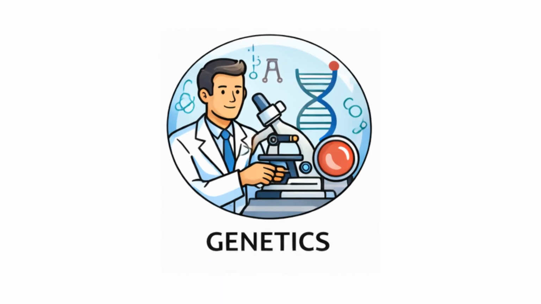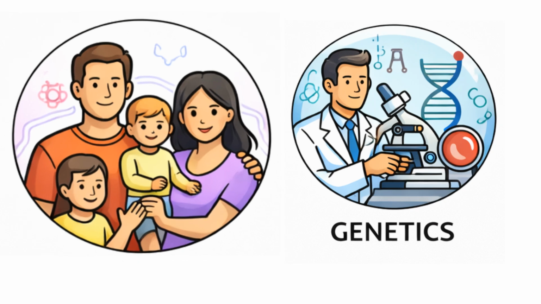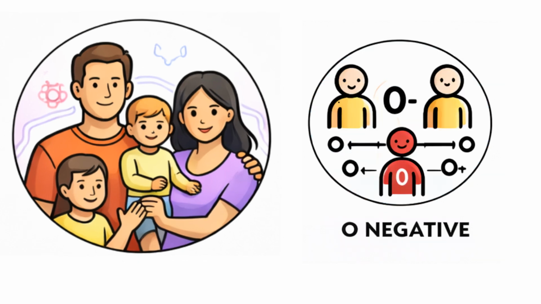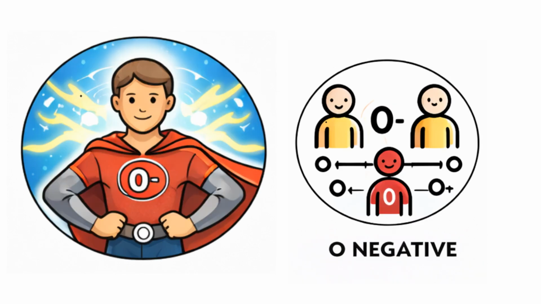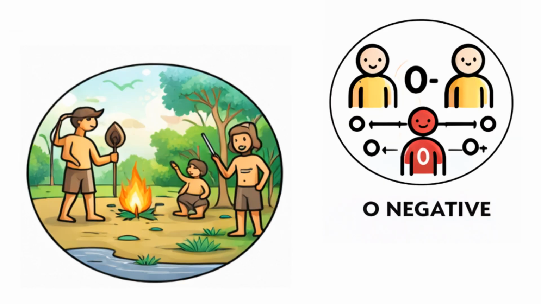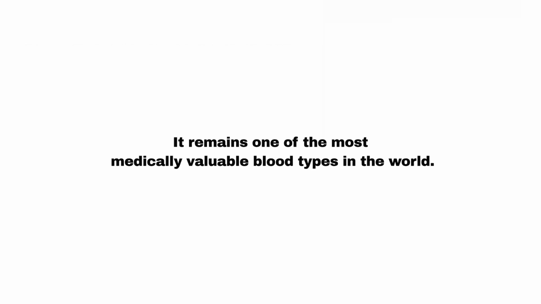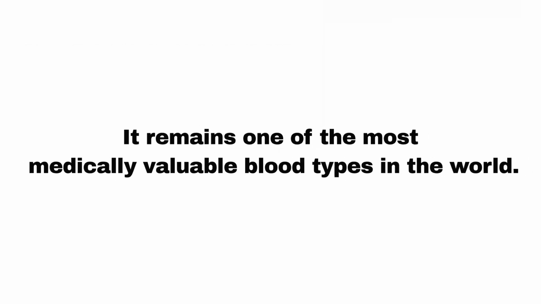Genetically, O negative is inherited when both parents pass down O alleles and the Rh negative gene. It is recessive, making it relatively rare globally. O negative is not a superpower. It is a biological variation shaped by survival pressures over thousands of years, and today, it remains one of the most medically valuable blood types in the world.